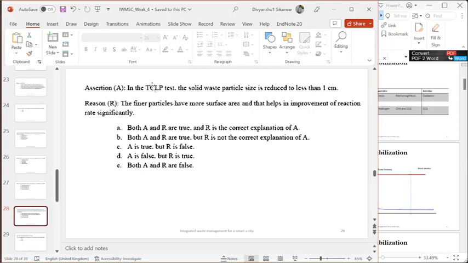For that we need the maximum amount of reaction that can be possible, which signifies more reaction and more leaching into the 2 liter solution we take, which is of acetic acid and NaOH. So both those statements are correct, and R is the correct explanation of A also.